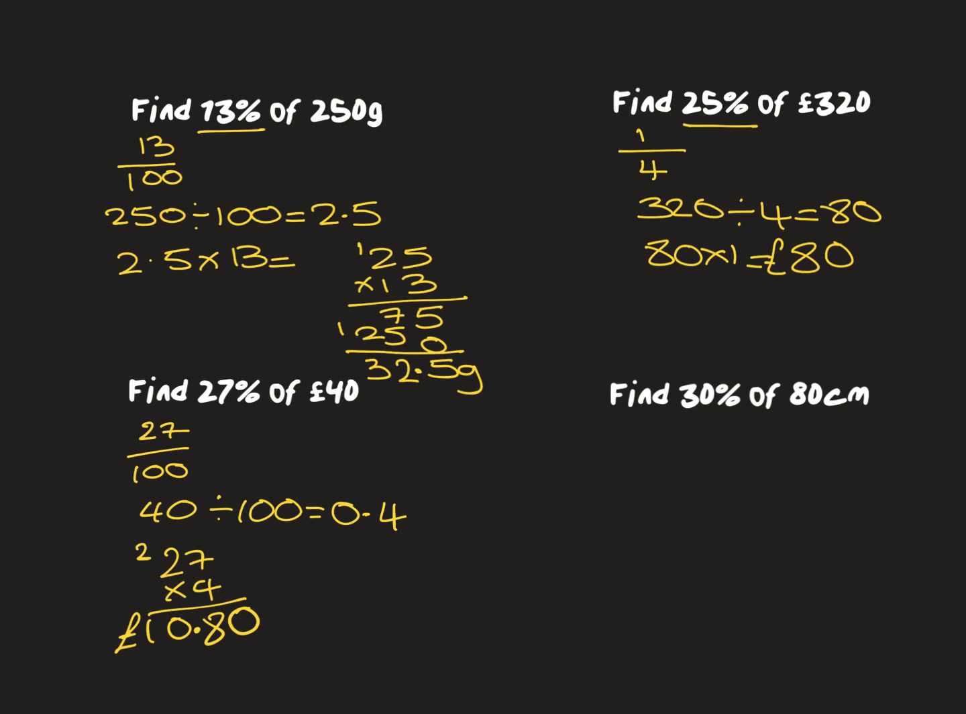And remember, 27% is almost a quarter. So 40 divided by 4 would be a tenner. So yes, this is going to be in around 10 pounds. So that does make sense because it's just slightly over a quarter.